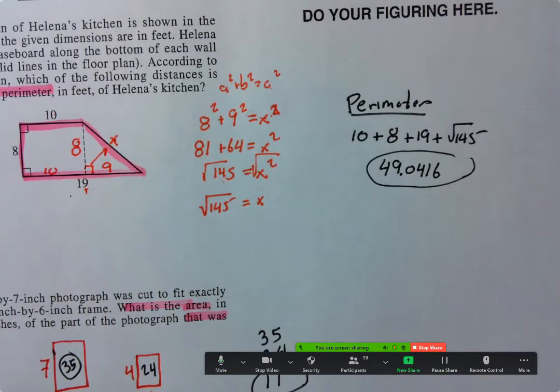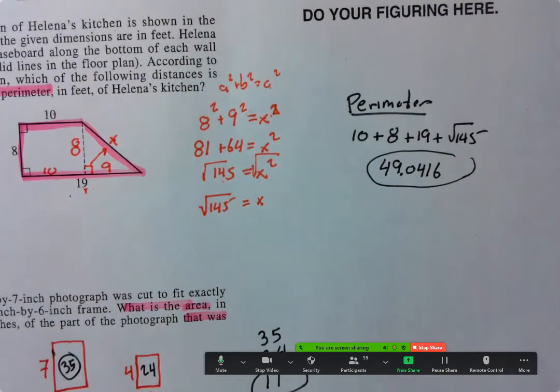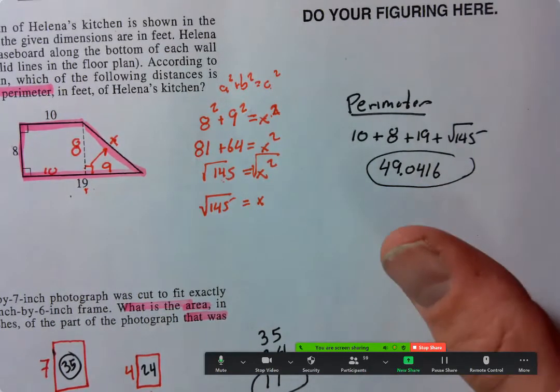Okay, I want to talk about, Mr. Williams is going to come on, I think at 8:20. So we got about 3 more minutes here. I want to talk about number 22, okay?